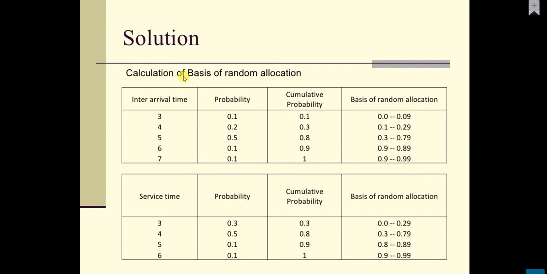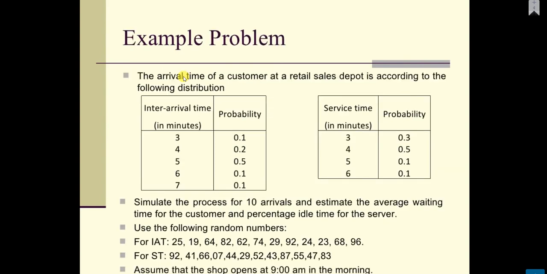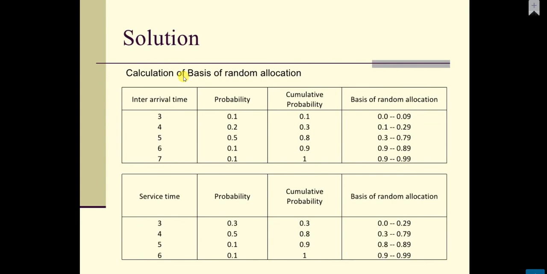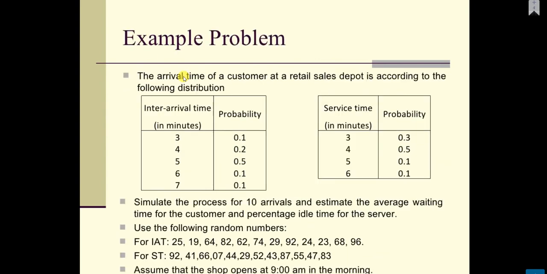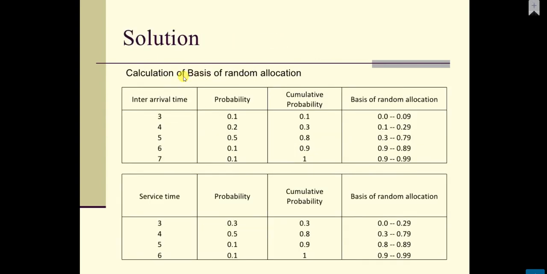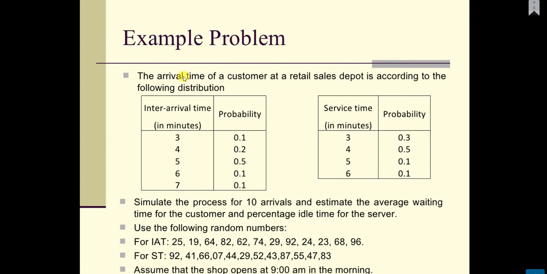Okay, so the service time is how much time they are taking for servicing the customers. You can see 3, 4, 5, 6, with the probability of 0.3, 0.5, 0.1 and 0.1. So cumulative probability is 0.3, 0.8, 0.9 and 1, and the basis of random allocation is 00 to 29. The cumulative probability has been mentioned here.